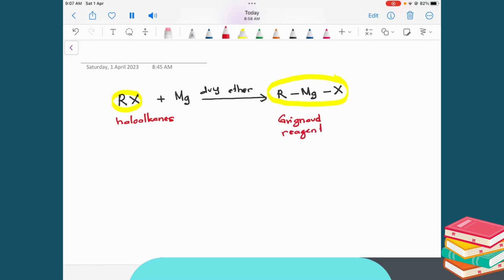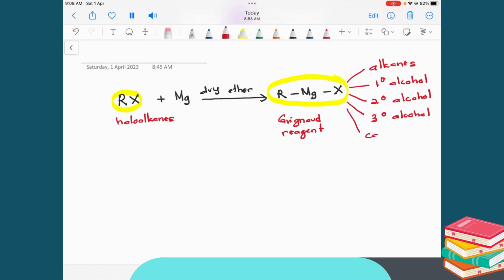The Grignard reagent is one of the most powerful reagents in chemistry, because from the Grignard reagent we can prepare alkane, three classes of alcohol, which are primary alcohol, secondary alcohol, and tertiary alcohol, and a carboxylic acid. In this video, I would like to show you how we can prepare a Grignard reagent and how the Grignard reagent is converted to all kinds of compounds.